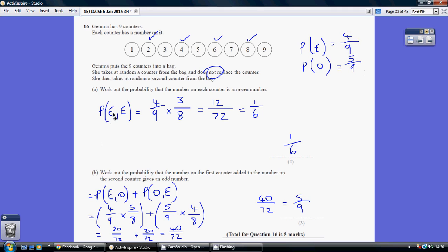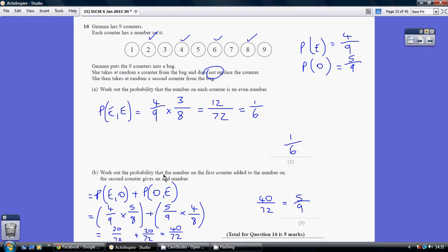So probability of an even and then another even, well, the probability of the first pick being even is 4 out of 9, and then as you go back in to take the second pick, there are obviously only 8 counters there now, of which only 3 are even. So the probability of an even on your second pick is 3 out of 8. Now it's an even and then an even, so that's a multiplication, top, top, bottom, bottom. 4 3s are 12, 9 8s are 72, 12 over 72 simplifies to a sixth.